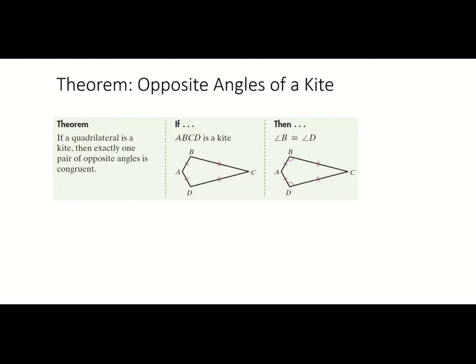That pair of opposite angles that are congruent, I want you to think about where the two sides come together that do not have the same measure. Those angles formed by those two sides, where the two different side measures come together, are going to be congruent. So the angles that are formed by the two different side measures are going to be the two angles that are congruent in a kite.